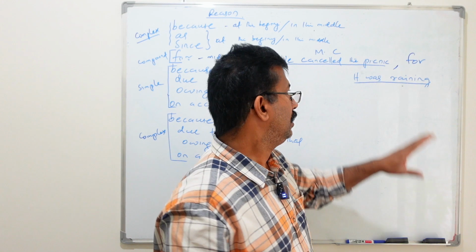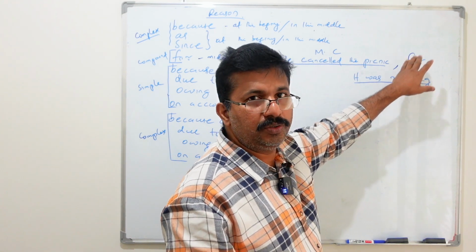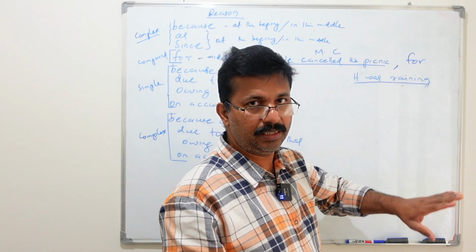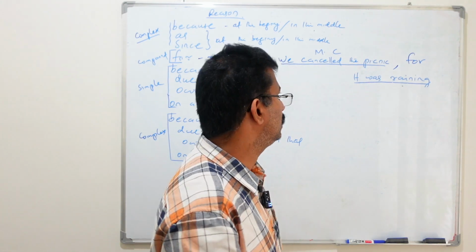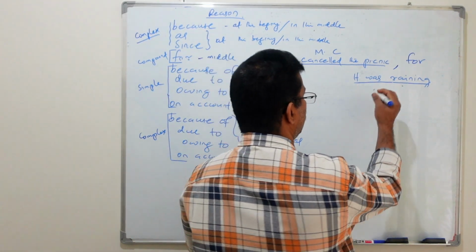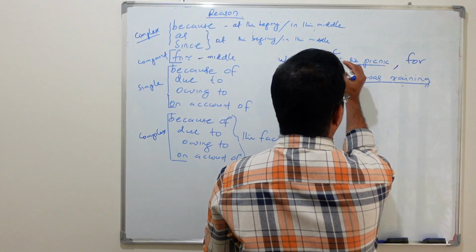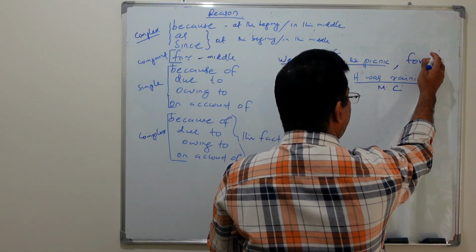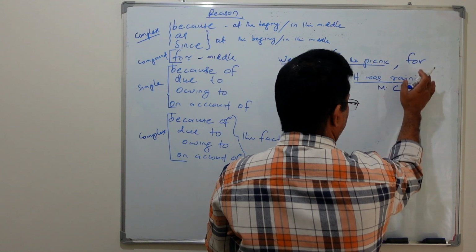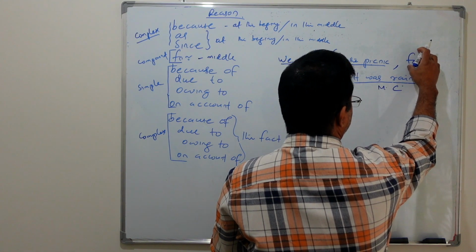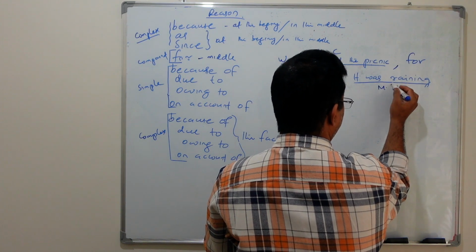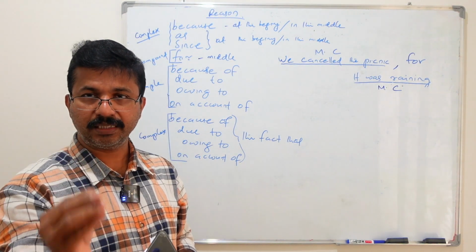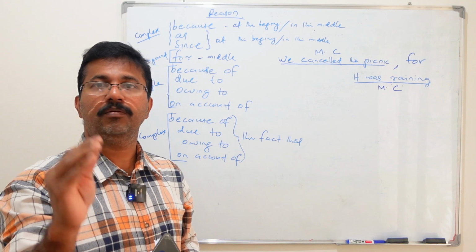Just understand this much: if you are using for to show reason, which is used in the middle of two sentences, you are making a compound sentence. This is a compound sentence because we cancelled the picnic is one main clause. It was raining is the second main clause. You shouldn't add for with it was raining. It is independent, it is separated. This is one main clause, this is the second main clause. So if you are writing two main clauses connected by an expression, you are making a compound sentence.